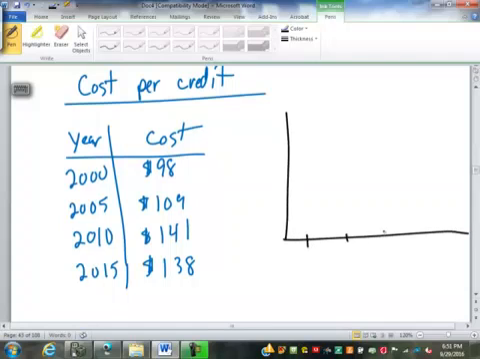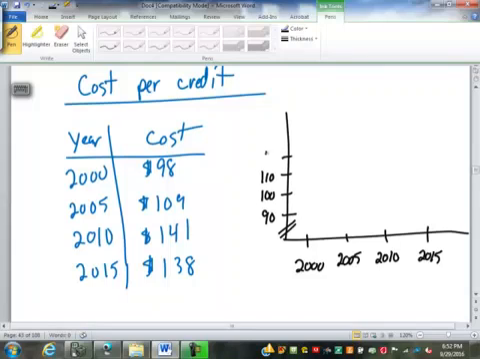So we're going to put our dates across the bottom. Time always goes across the bottom of our graph for these. And our value goes up the side here. Now I'm going to do something bad. So this is going to be 90, 100, 110, 120, 130, 140, 150. I'll explain why what I did there is bad in just a minute.